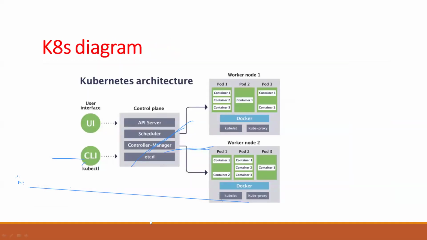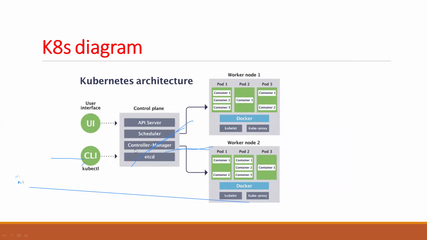So this is the architecture diagram of the Kubernetes, guys. This is a UI interface. This is kubectl. So you can connect with the Kubernetes by using kubectl or by using Rancher or Lens. You can use Lens for the UI.